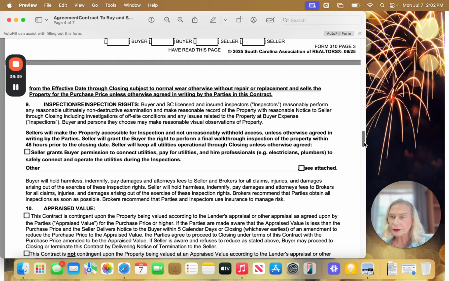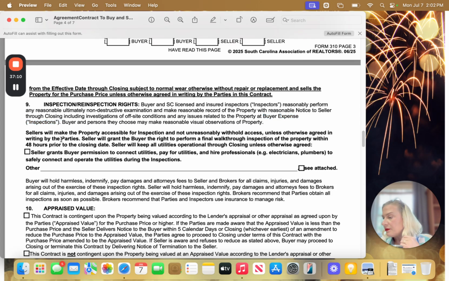Number 9 discusses inspections or reinspection rights. It says you must have a licensed and insured inspector reasonably perform a non-destructive examination. We can help if a home inspector damages a home, but it does say a non-destructive examination, making a reasonable record of the property with notice to seller of closing for any investigations of off-site conditions. It just says that the buyer and the persons that they choose may make reasonable visual observations of the property.